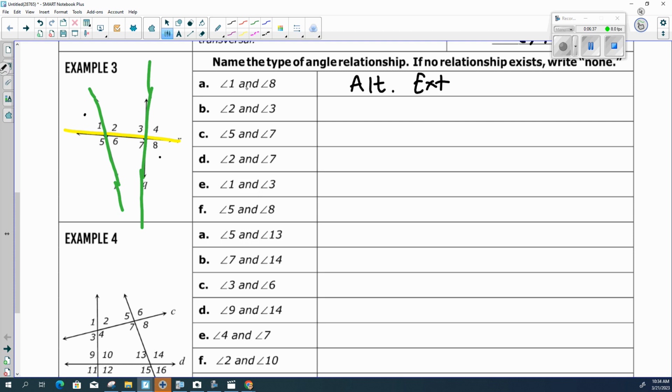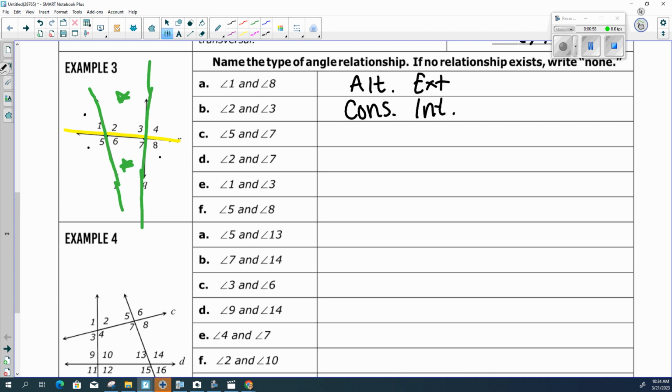Maybe it'll help if I do this again. These are my interior angles, 2, 3, 6, and 7. Okay, angle 2 and 3. Are they on the same side of the transversal? Yes. Are they interior? Yes. Are they in the same position? No. So these are consecutive interior.